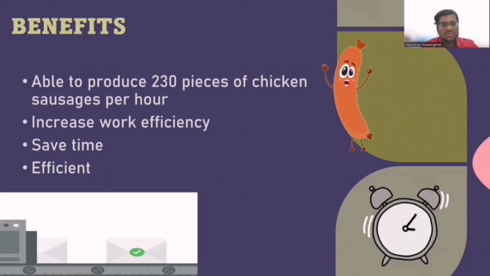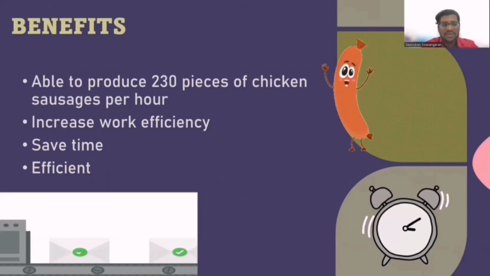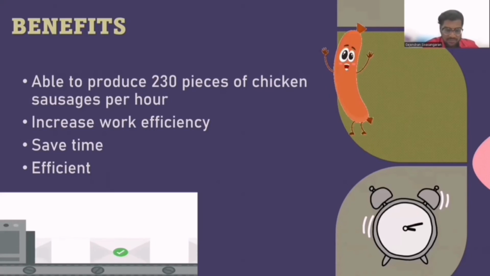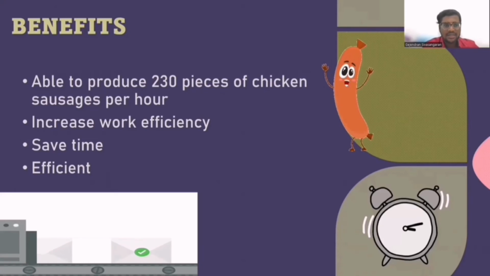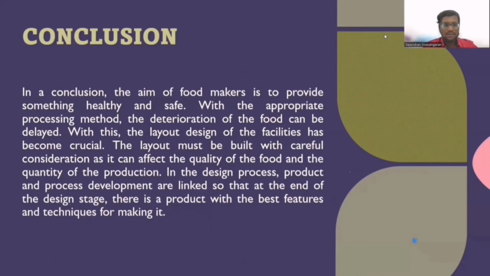By this, we can increase our production efficiency. And then we also could save our time by using the conveyor, because by using the conveyor, we can fasten our transportation of product from one station to another station, and then our production flow will be very efficient. Next, let us see about the conclusion.